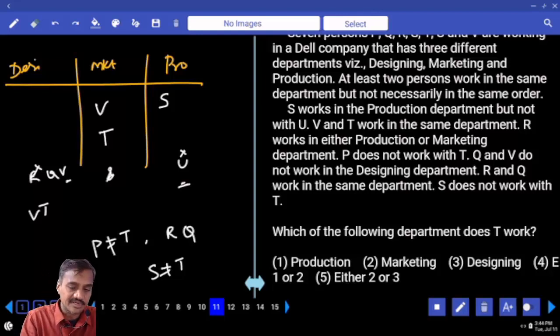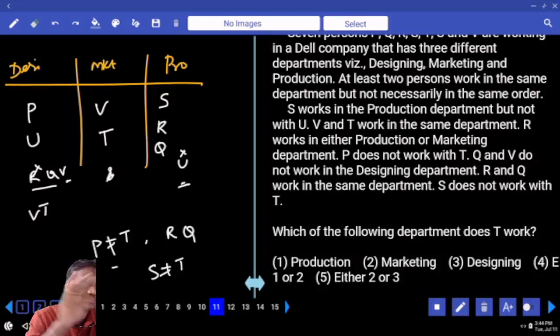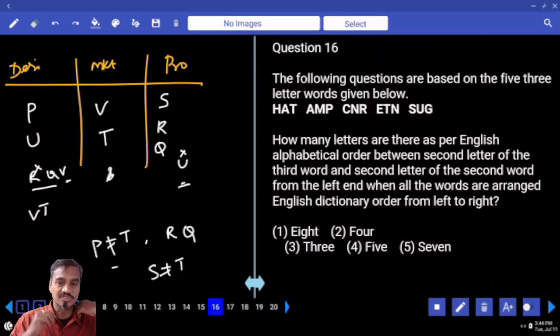If V and T are in marketing, then P and T are not working in the same department. Now coming back to R. R and Q are working in the same department. As R and Q are working in the same department, R and Q cannot be here, isn't it? Hence where should R and Q be? R and Q must be in production. Now two persons were done, and the remaining two persons, P and U, must be here. Now this is about question numbers 11 to 15. Then next one, 16 onwards.